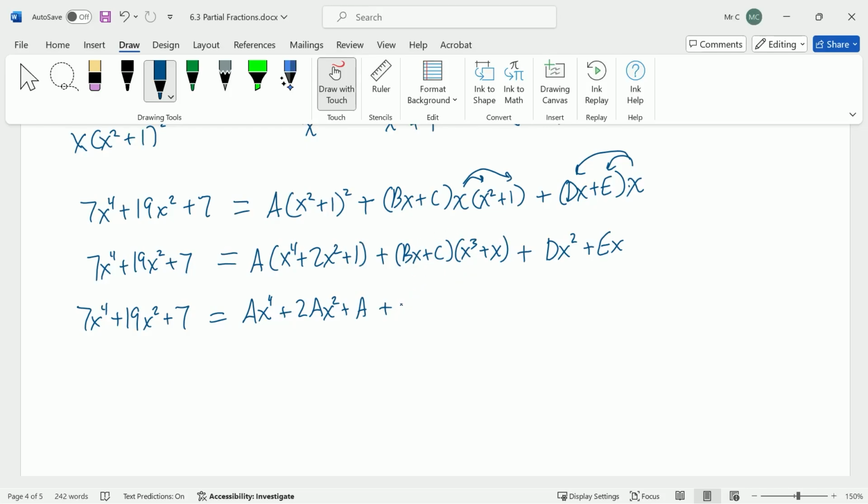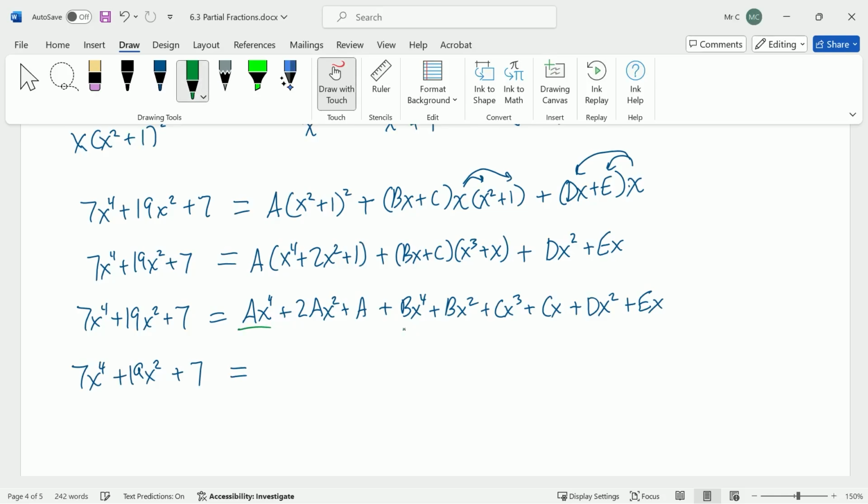Got x cubed times bx, that's bx to the fourth. X times bx, that's bx squared. We've got c times x cubed and c times x. And just rewriting those last couple of terms. And now we're going to group all our terms together again.